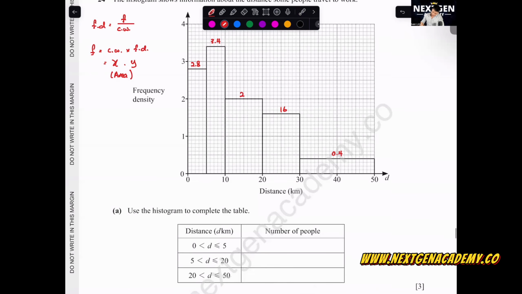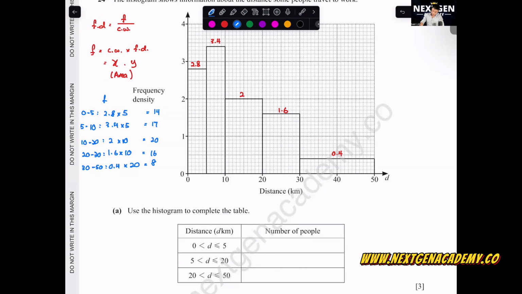Okay, the first one, 0 to 5. You can write down here. 0 to 5, the frequency, so all this is frequency here, will be 2.8 times 5, 5 to 10, 3.4 times 5, 10 to 20, 2 times 10, 20 to 30, 1.6 times 10, then 30 to 50, 0.4 times 20. Okay, go and calculate for all of this. The first one, we'll get 14, second, 17, third one, 20, 16, and here, 8.